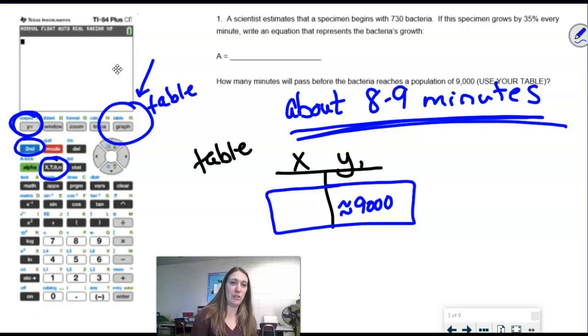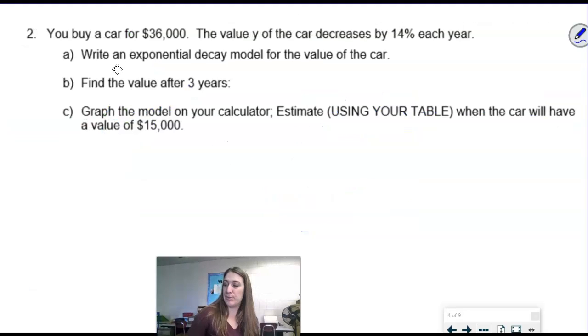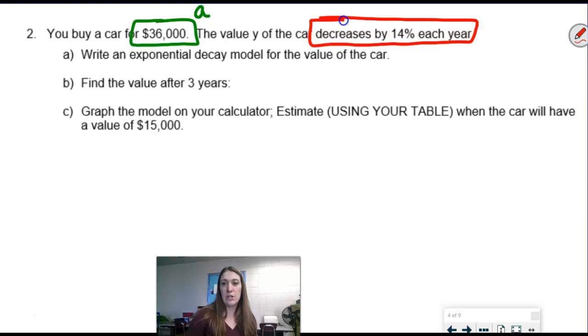All right, moving along. This problem, we have a car that is depreciating, right? That happens to cars when you buy them, and the minute you go away from the dealership, they're already worth a whole bunch less. So we start with the car's value of $36,000. That's that A value. And then it says it's decreasing 14% each year. So that is your rate. And because it's decreasing, we're going to use the decay, so the subtract 0.14.